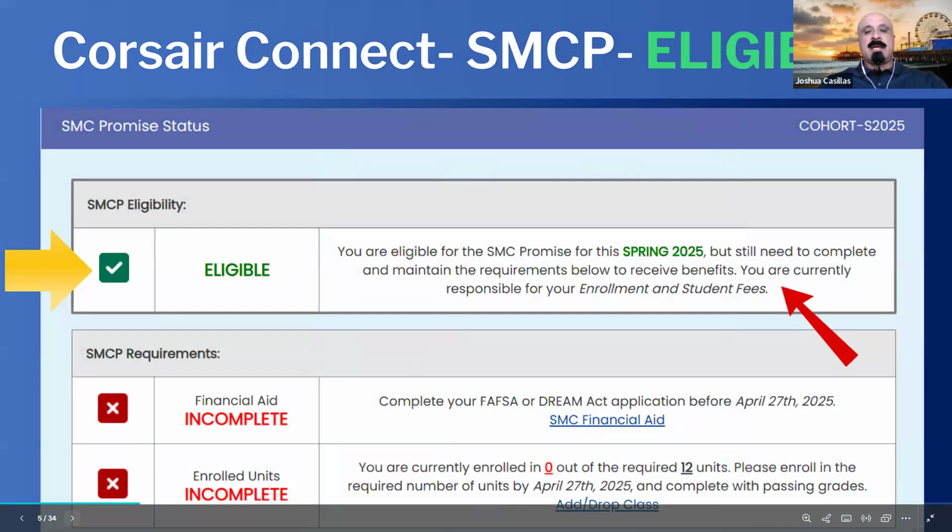This is for a student that is eligible. This is the message you received here. It gives you three indicators. One, the check, green or red. The second, eligible or incomplete or ineligible. This student is eligible. And then a verbiage on there, a message. The student is currently eligible for the SMC Promise, but still needs to meet the requirements below, and also informs them that if they don't, they're still responsible for their enrollment, which are their classes and their student fees.